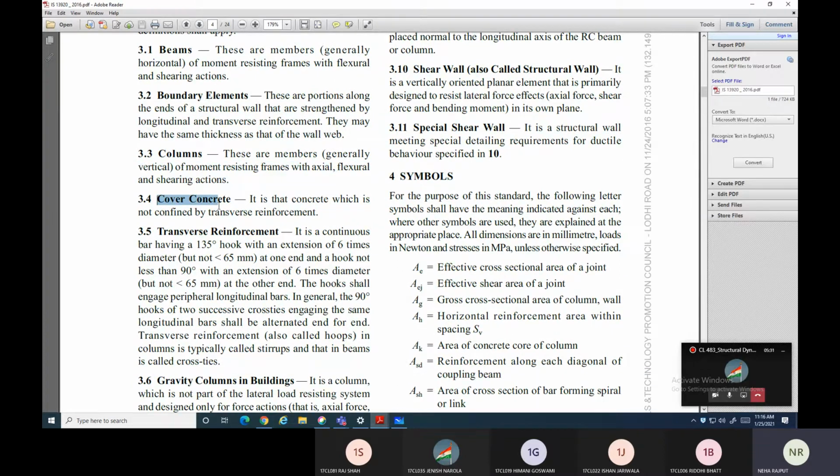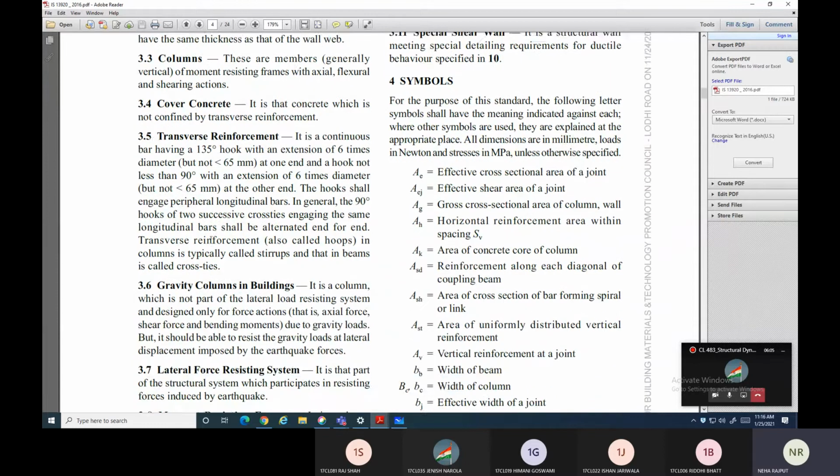Cover concrete. It is that concrete which is not confined by transverse reinforcement. Boundary elements. These are the portions along the ends of the structural wall that are strengthened by longitudinal and transverse reinforcement. They may have the same thickness as that of the wall. This is the structural wall element having the longitudinal or transverse reinforcement. In terms of column also they can be considered.